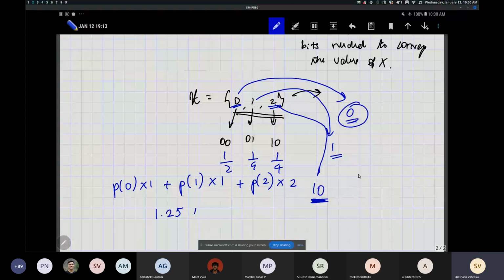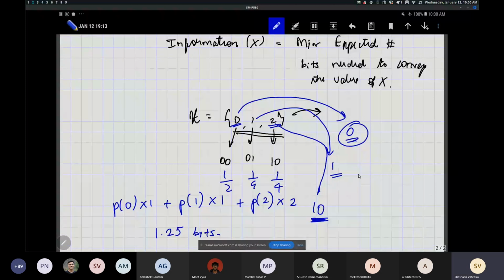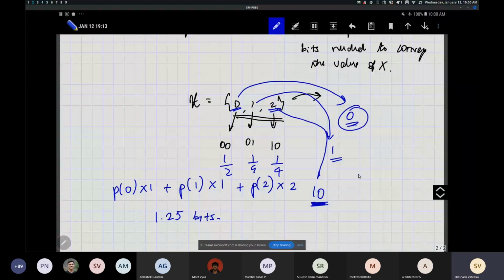So in some sense, this is the information content. This measures the amount of information contained in X, right? So isn't it losing some information here? Why are you losing information here?